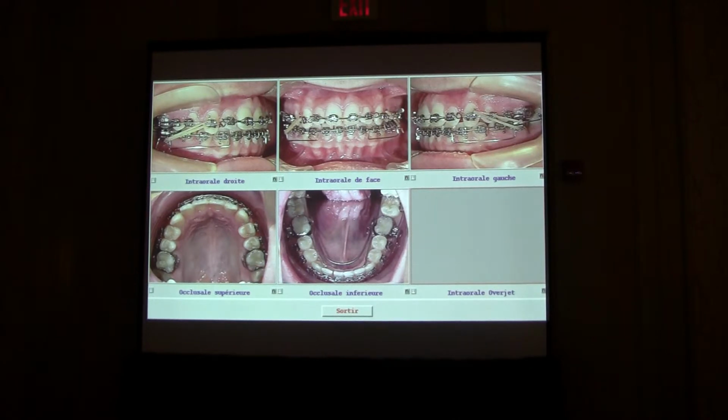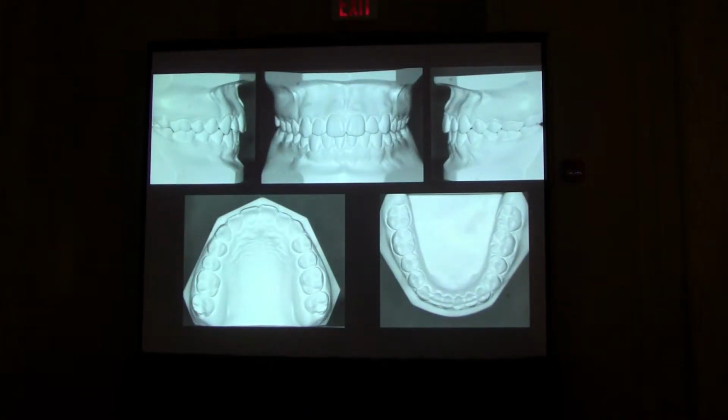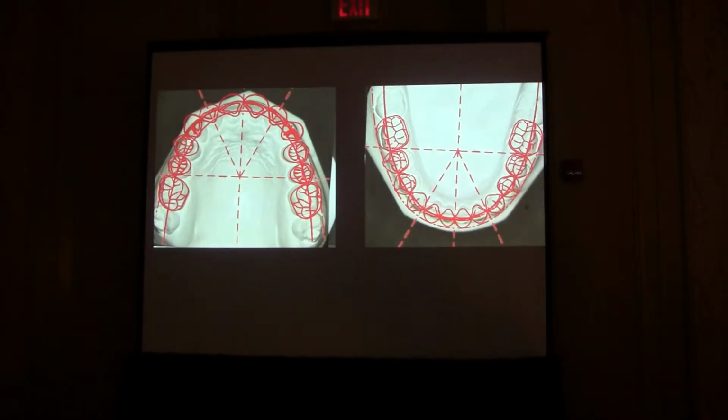We correct the class 2 with class 2 elastics on sweep sections on the maxilla and the utility arch on the mandible. Here is the finished result. The cast of the end of the treatment. We can see that our expected objectives have been met.